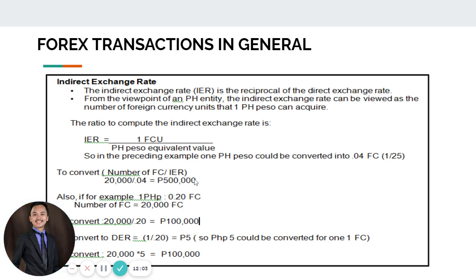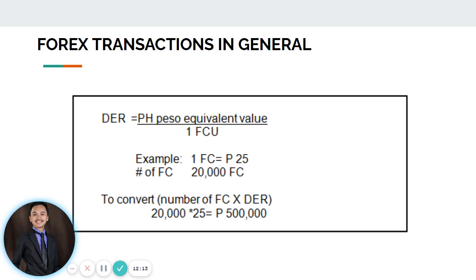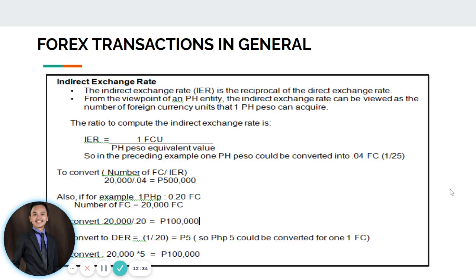If you have noticed earlier, when the given is the direct exchange rate, we simply multiply the direct exchange rate by the number of foreign currency units required to compute our total local currency unit required. But if what is given is the indirect exchange rate, what you need to do is divide it, to compute how much local currency unit is required for you to reach your 20,000 foreign currency units.